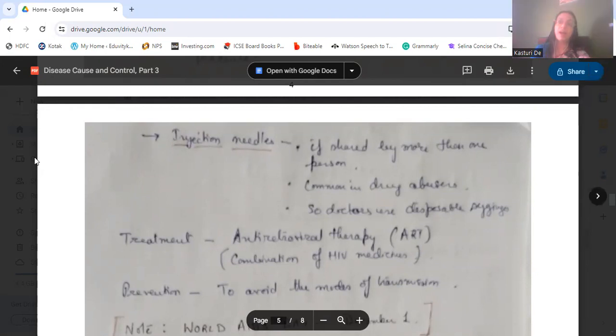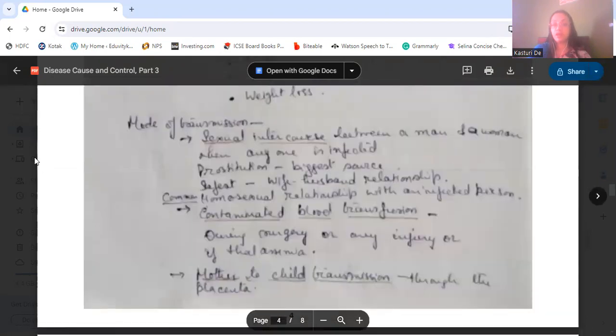Treatment is antiretroviral therapy, ART. It's a combination of HIV medicines which are applied, and it's known as antiretroviral therapy, ART. Prevention is to avoid the modes of transmission, that is sexual intercourse. If one of them is infected, the person should avoid sexual intercourse.